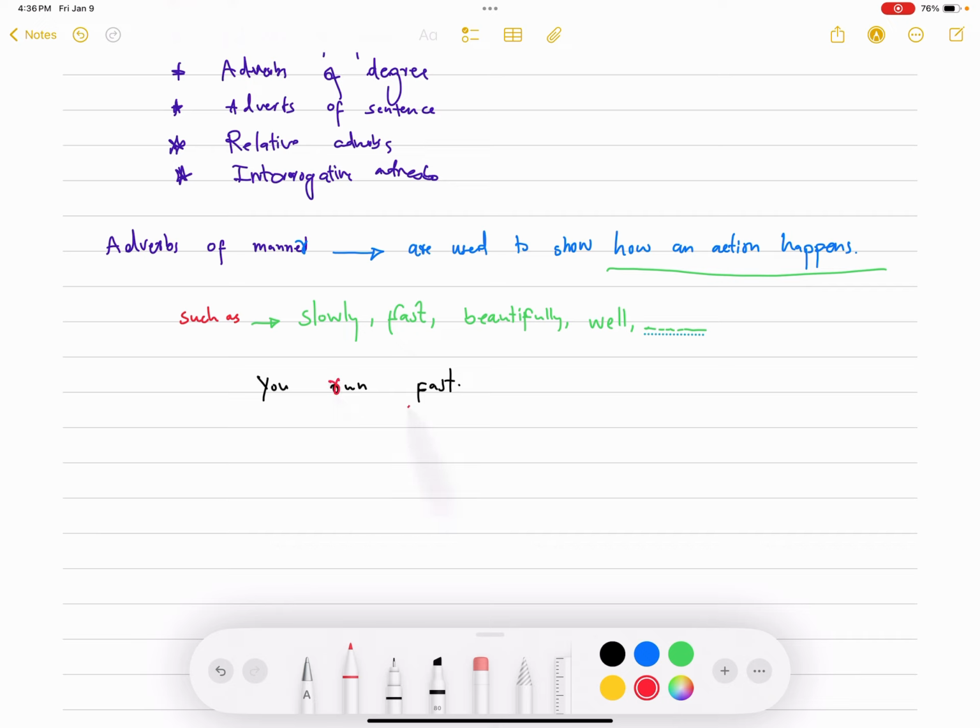Run. What about fast? Fast is an adverb. This adverb modifies this action verb. How an action happens. You run. How do you run? Fast. This fast is an adverb of manner, because it shows how the action happens. The next example.